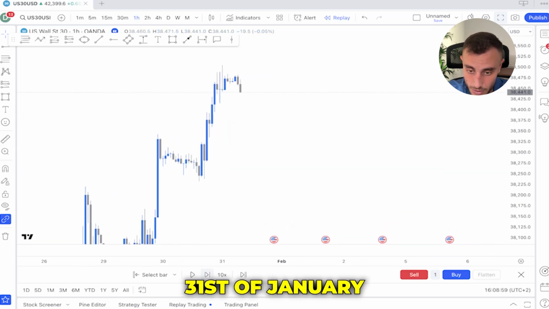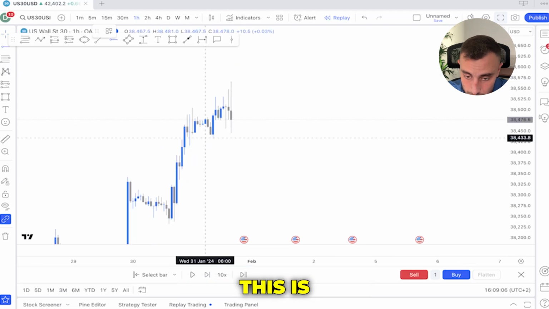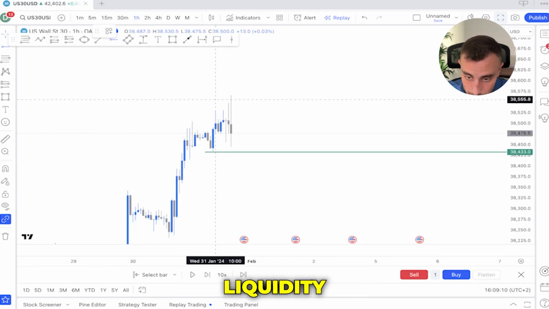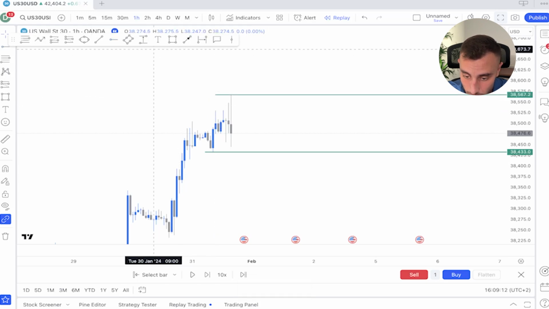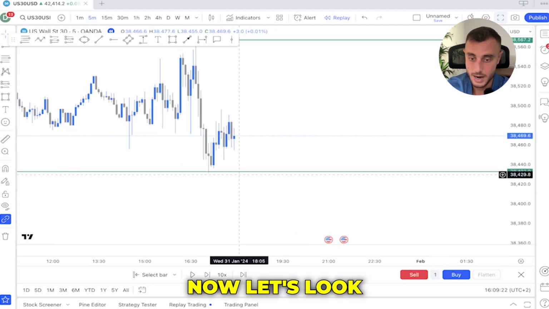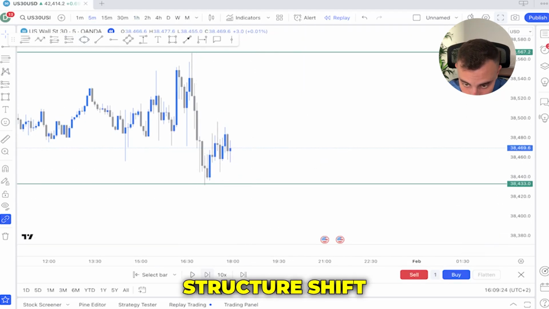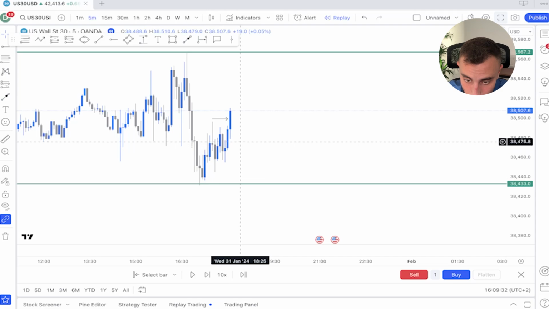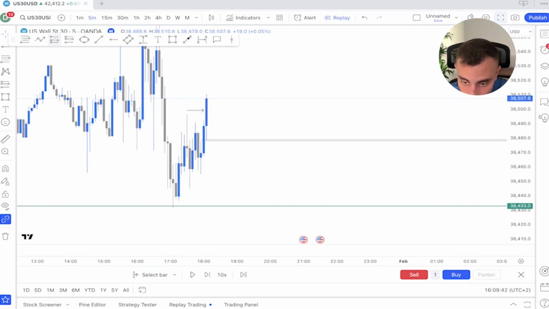So 31st of January, this is the liquidity level. This is the upper liquidity level. Okay, and now let's see. Okay, the lower one has been swept, has been taken out. And now let's look for a market structure shift. Okay, so we do have a market structure shift right here, an imbalance right here, and the entry would be right here.